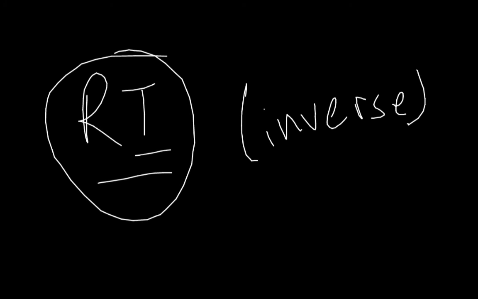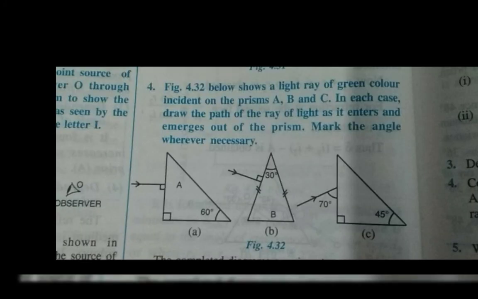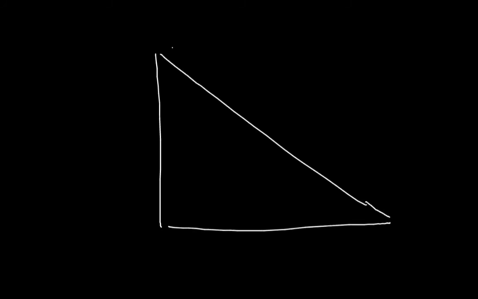So let's do a sum. You have to draw, nothing else. This ray of green light means in all cases green light, so the wavelength does not change. Then mark the angle whenever necessary. Let's do the first diagram only, something like this. This is 60, I guess, and this is 90, and this also enters with 90. Is it 60? Yes, it is 60.